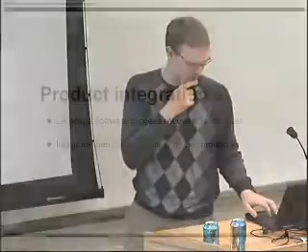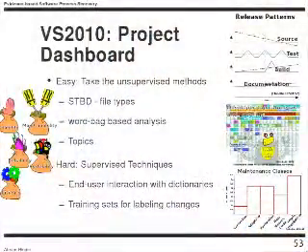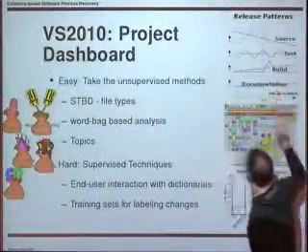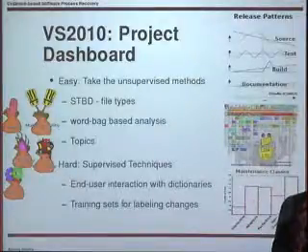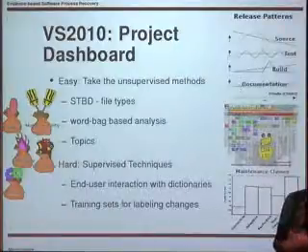So there's also various products that might be amenable to having some of the software process recovery integrated into them, whether for Microsoft or for their end users. So Project Dashboard in Visual Studio 2010 might help. Some signals might be useful, like the STBD stuff, the source test build documentation stuff. It might be useful just to see, is your current release similar to your last release? If they're not similar, well, why aren't they similar? You could go and look.